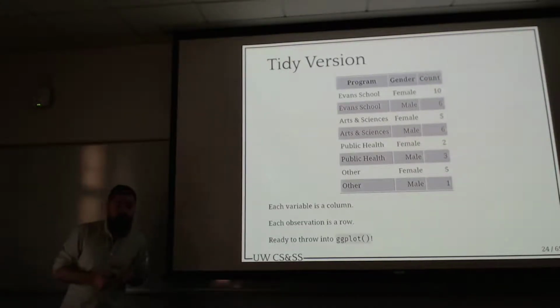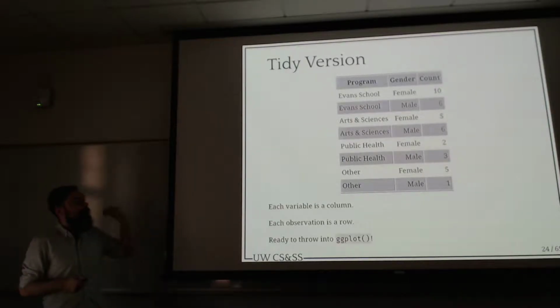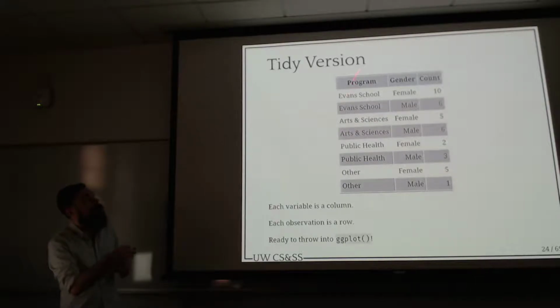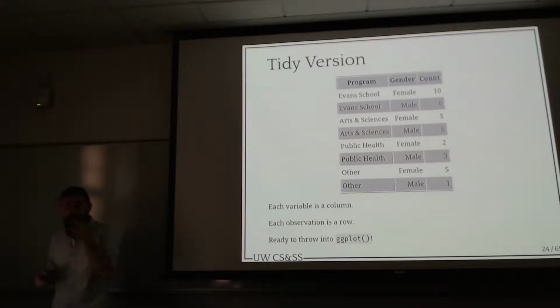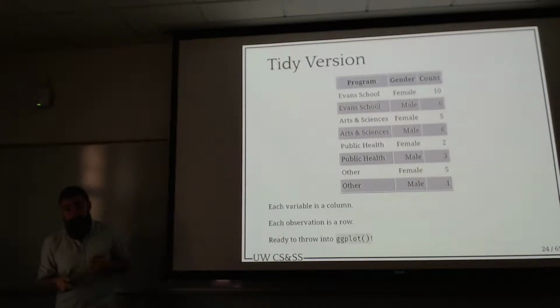A tidy version of this, something ready to throw into ggplot or something like that, would look like this. Each variable is a column. So now we have program, gender, and count of people. So each concept captured in these data is its own column. Each observation is only a single row, instead of there being two observations per row that we had in the previous one. Something like this could go straight into ggplot.